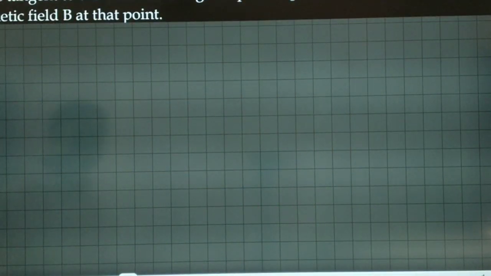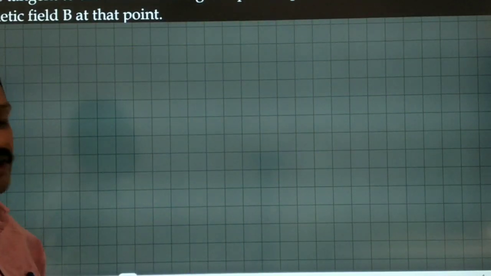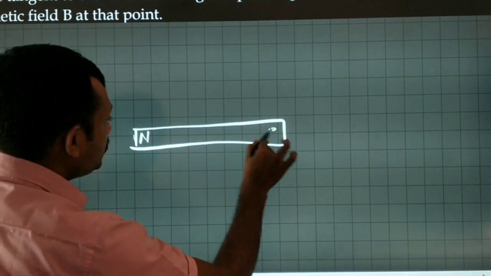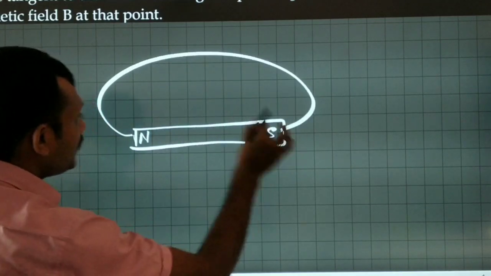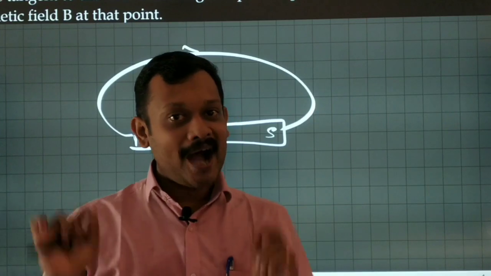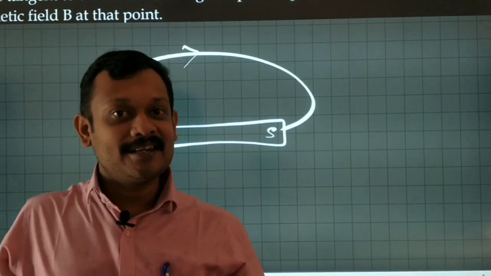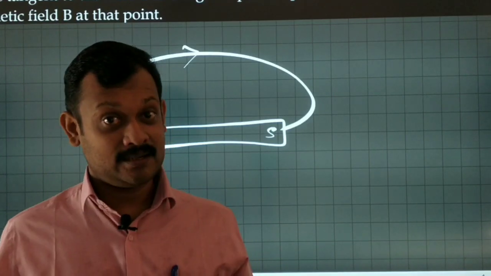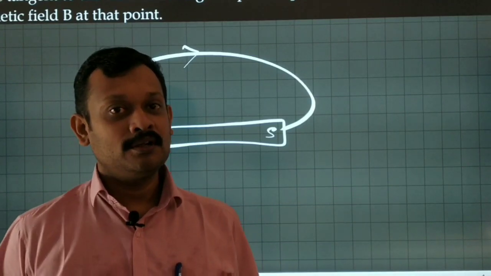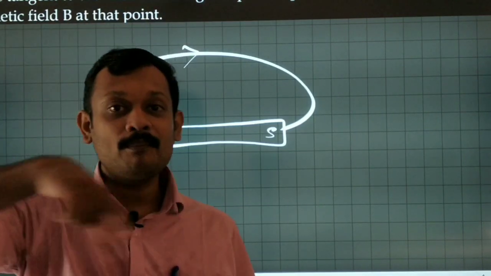The tangent to the field lines at a given point represents the direction of the net magnetic field at that point. See here, this is a bar magnet. This is a north pole, this is a south pole. It's a general misconception to say that magnetic field lines originate from north pole and terminate in south pole. It's a big blunder, because magnetic field lines have no end points. They never originate, they never terminate, because they always form a closed loop.